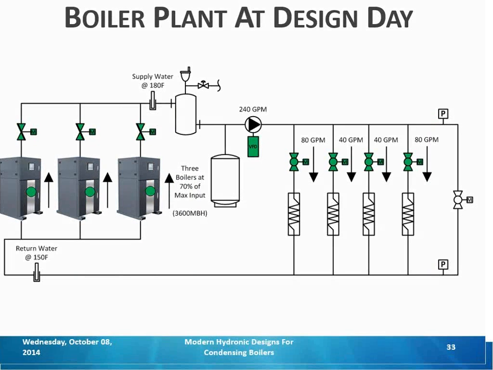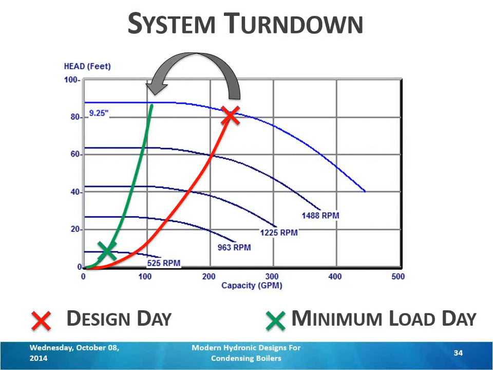So if you were to not throttle and just control the VFD, you would go down selection. With this VFD and this pump curve, we're able to meet the 240 on design day and the 27 GPM on our mild day.